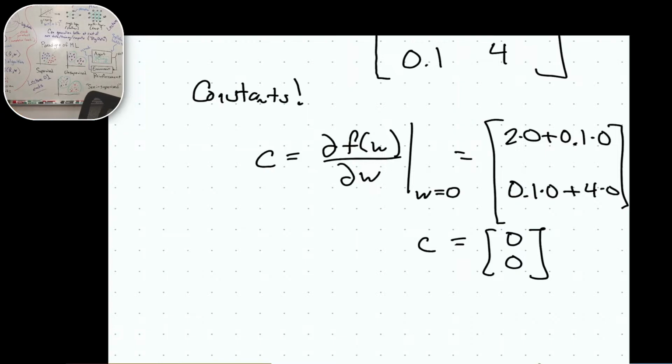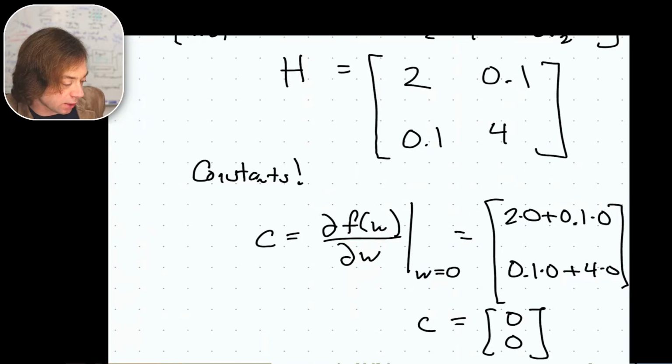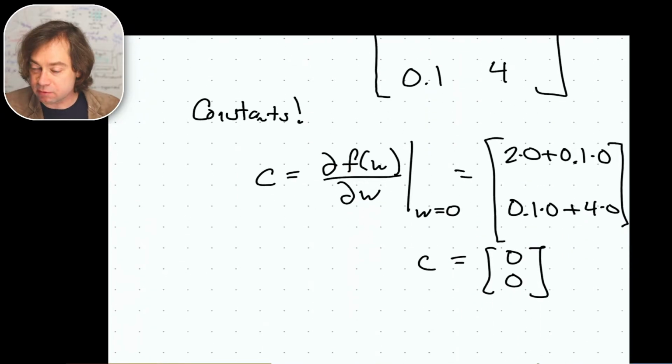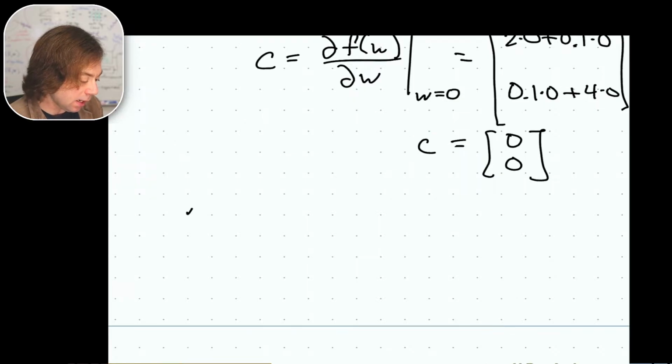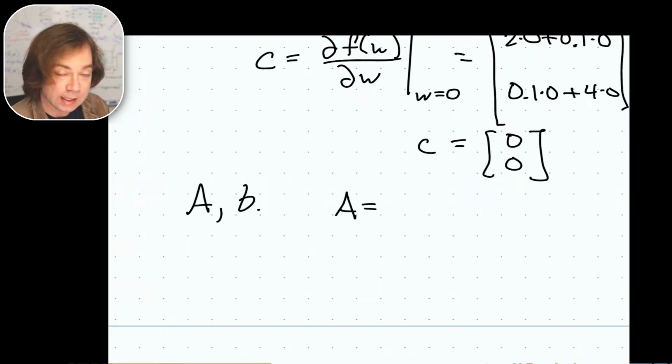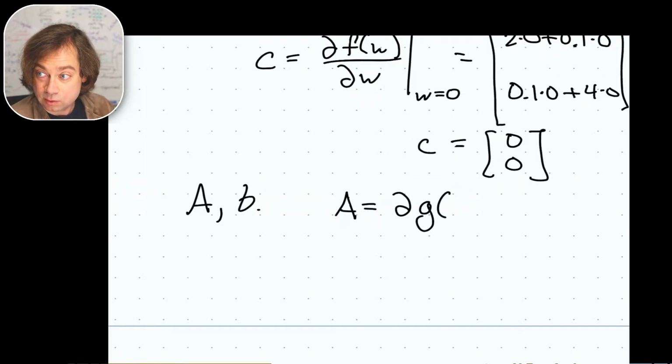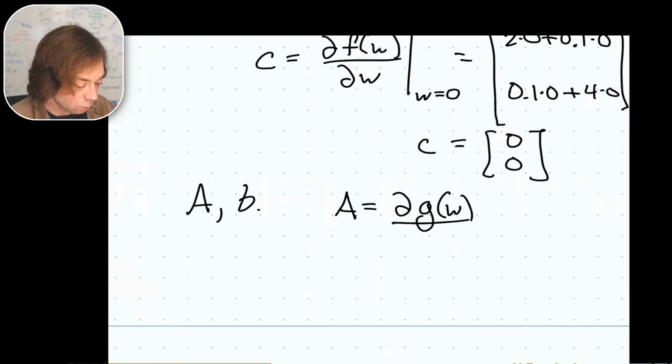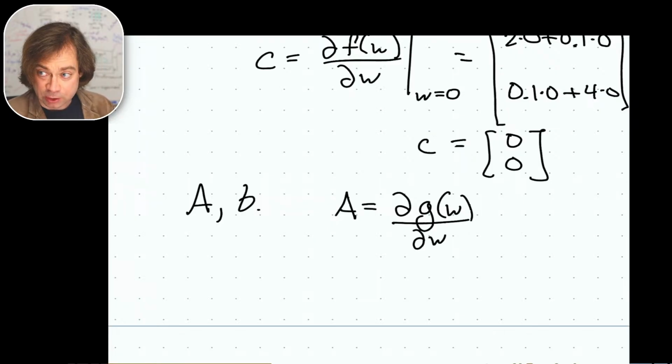Okay. So we have our H matrix. We have our C vector. We're in good shape. Now let's get our A and our B. Now recall that our A is the partial derivative of our constraints G of W with respect to W.